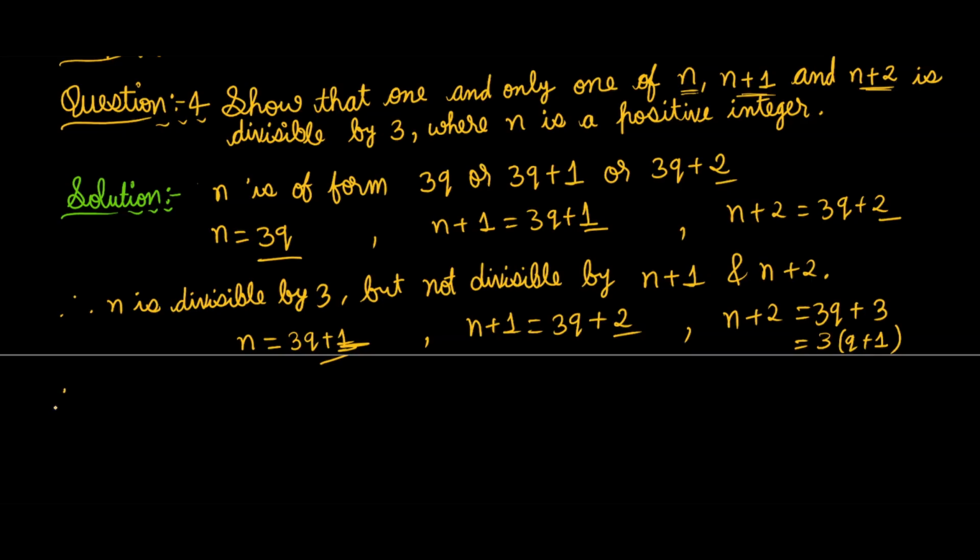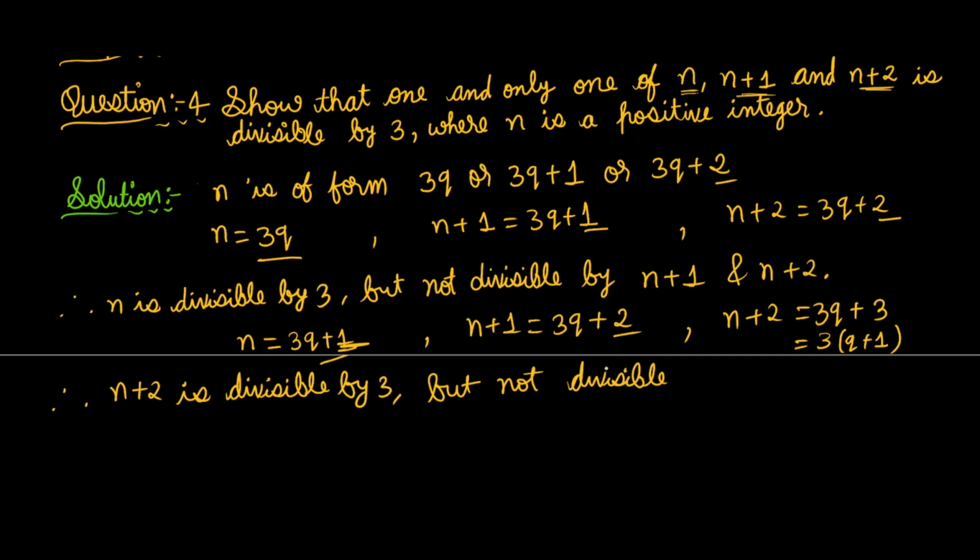So we can write, hence n+2 is divisible by 3 but not divisible by n and n+1.